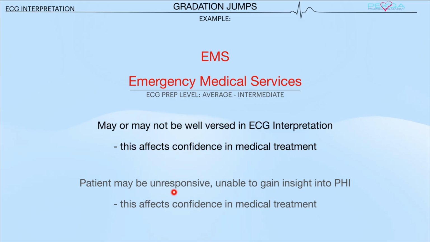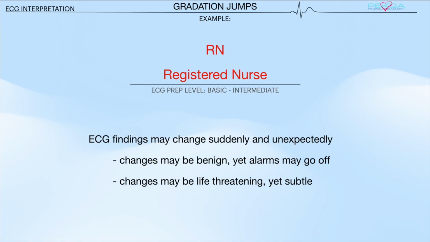But let's say you pick up a patient that's unresponsive, you can't gain insight into personal health information, right? So you hook them up maybe to an ECG, and you can't ask a question. You can't ask a question about what drugs did they take, did they not take. So you're just looking at an ECG. You have to be able to confidently assign treatment, emergency treatment, okay? This is the reason why there's such a huge jump in the categories we assign today.